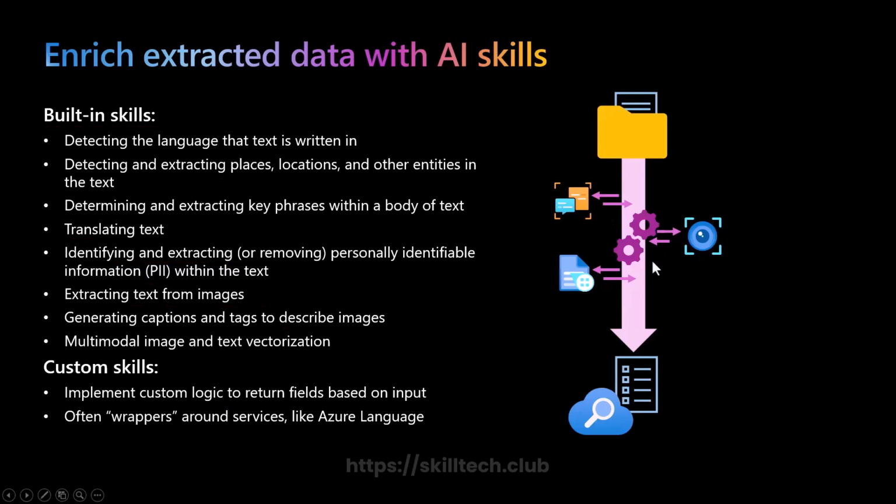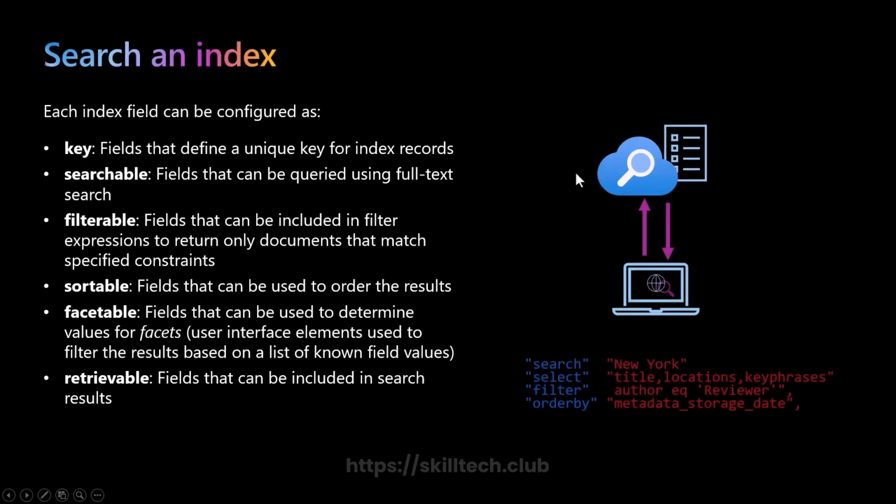At the end of this process, you get an index created with the help of this process. And remember, as I said, this index can be in JSON format or also in vector format, depending upon the configuration you choose. The final output is nothing but a searchable index. Once you have the index available, you can search it, and you can specify and configure different things, like key, searchable, filterable, sortable, facetable, and retrievable. Basically, you can choose which fields you want searchable, which fields filterable, and which sortable or facetable.